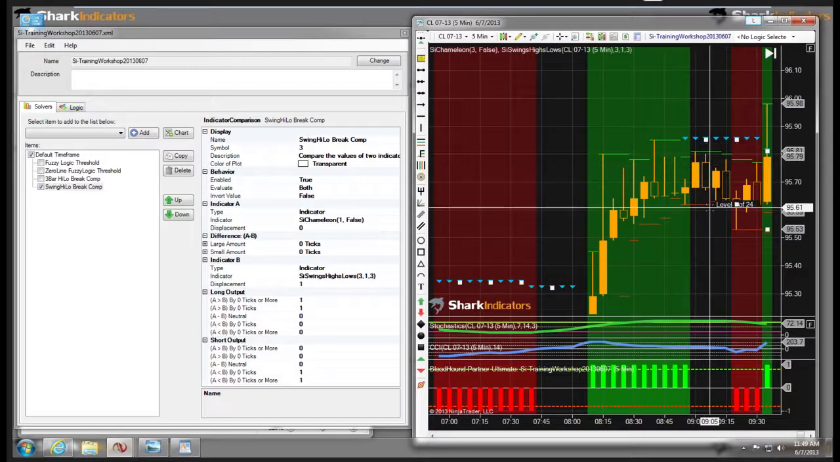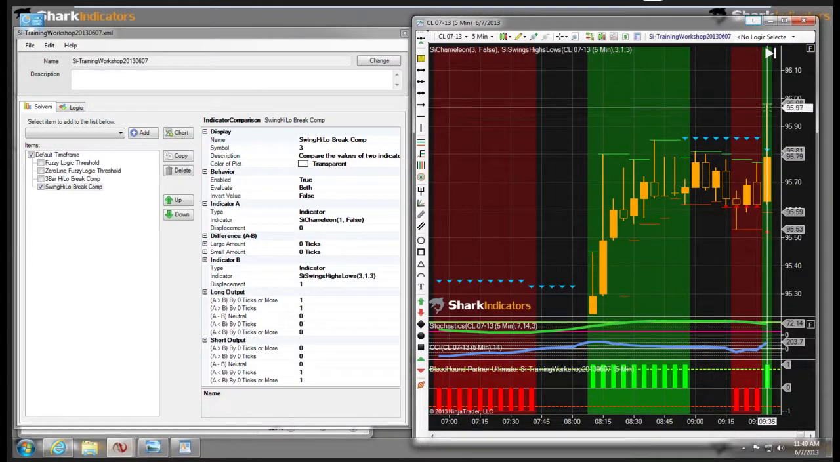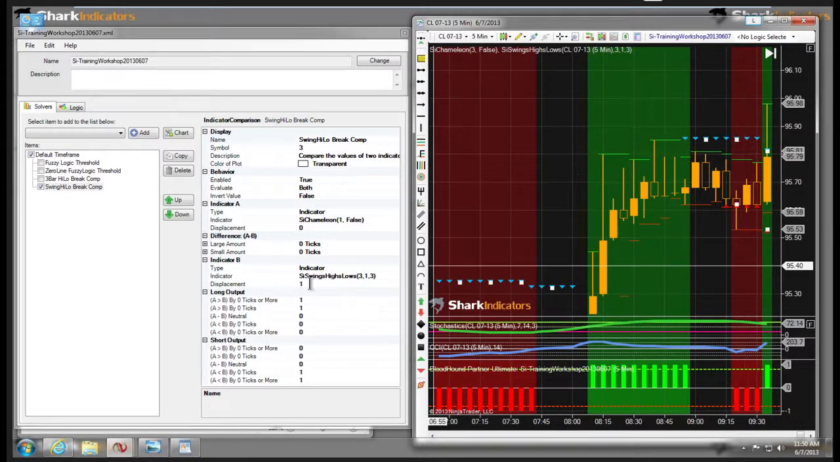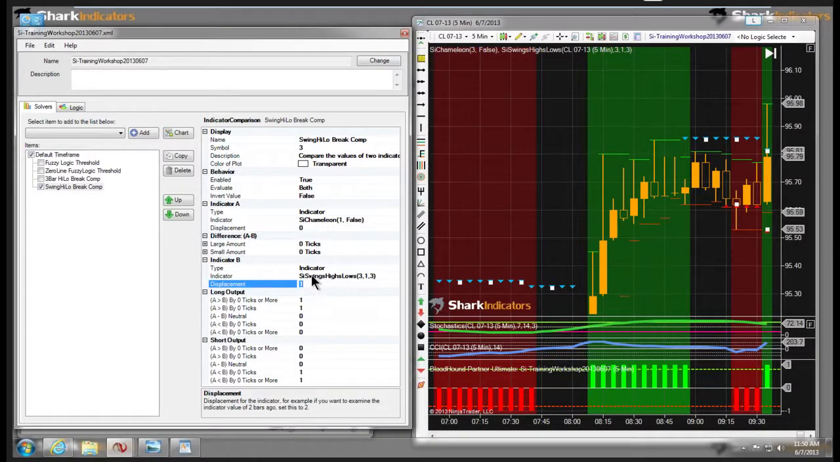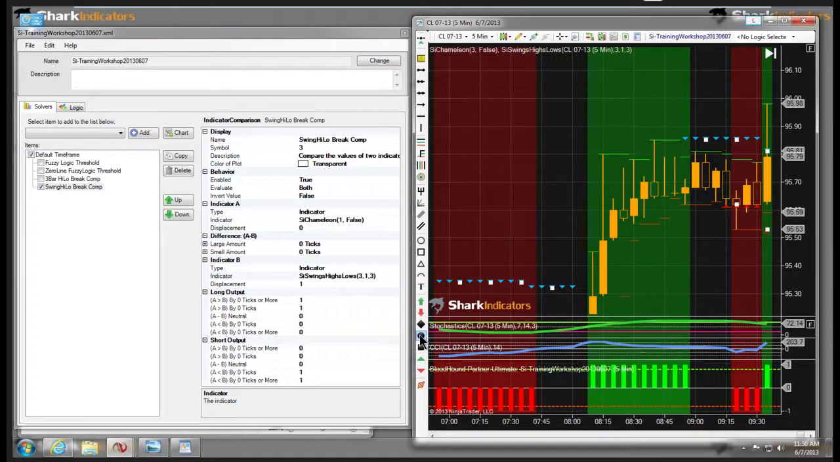And so, great. Here we can see as our high of the bar, the high price, broke the previous bar's indicator high. Remember, I still have the displacement set to 1. So we have to look back 1 bar on this indicator. As we look back 1 bar on this indicator, we are actually comparing, let me mark it, we're kind of comparing this.